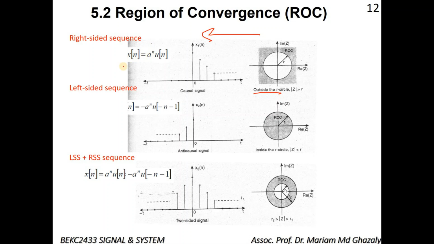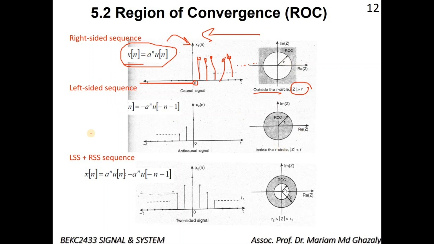You have the equation which is given by x[n] equivalent to a^n u[n]. Imagine that if you have this type of signal, it's going to be plotted as a right-sided sequence. What does it mean by right-sided sequence? It means that you have the signal starting from 0 and extending towards positive infinity. This is called the right-sided sequence. So when you have a right-sided sequence, automatically you will know that the ROC that you get is the outward ROC, which is |z| > R.